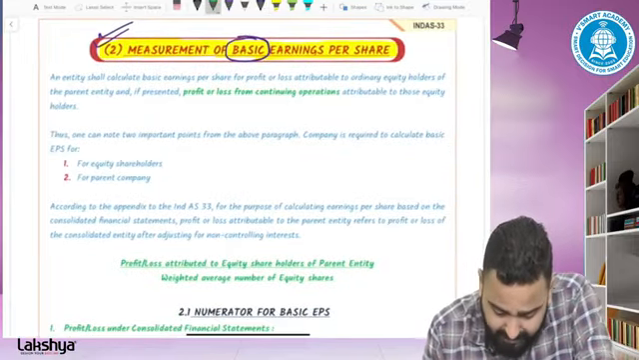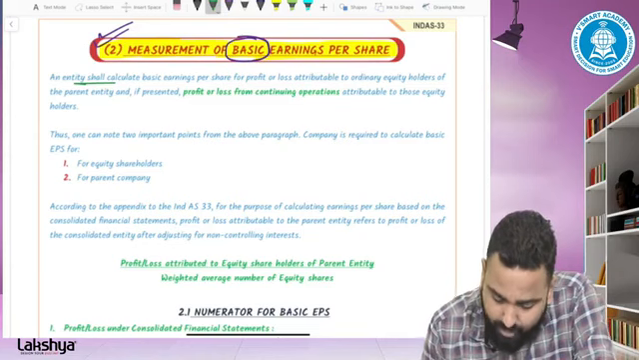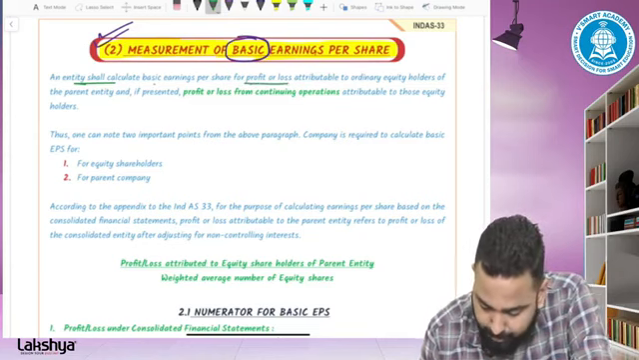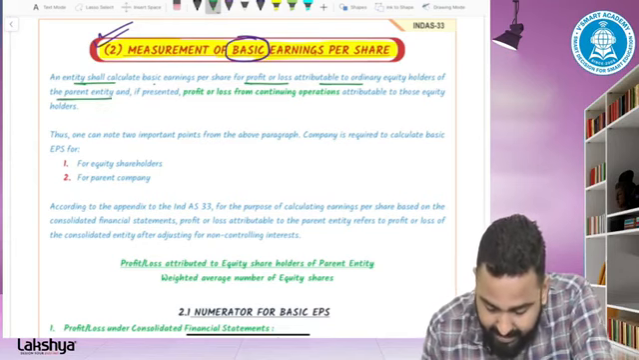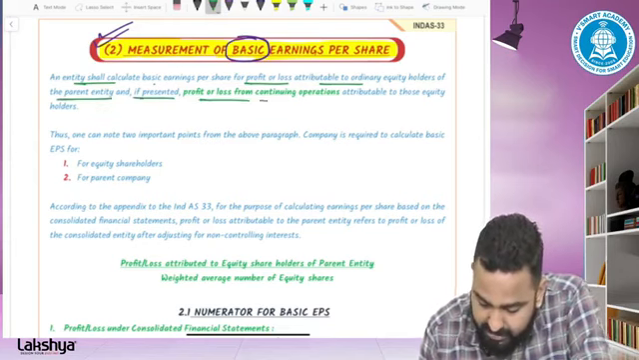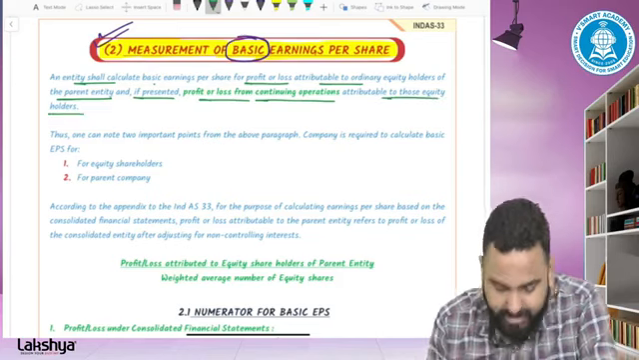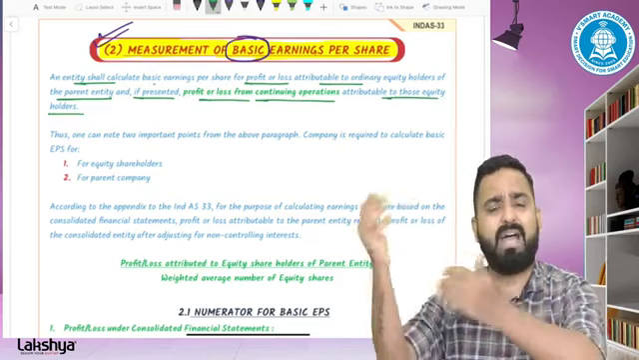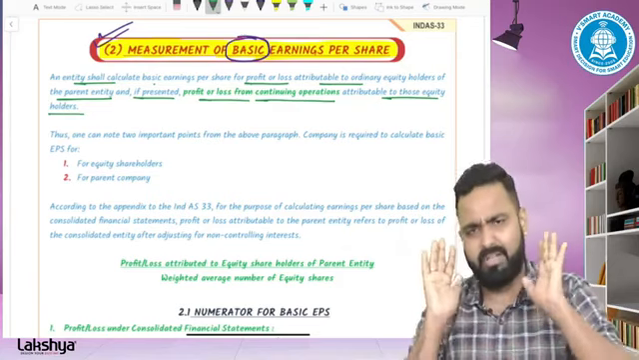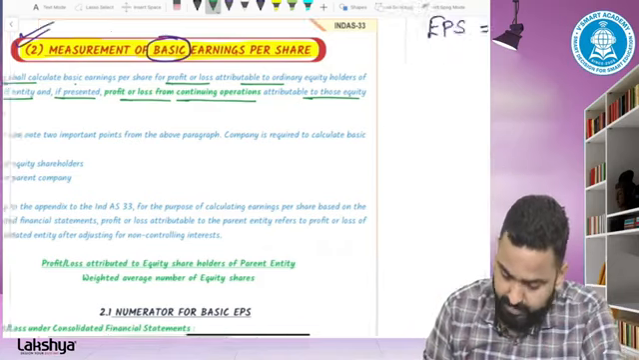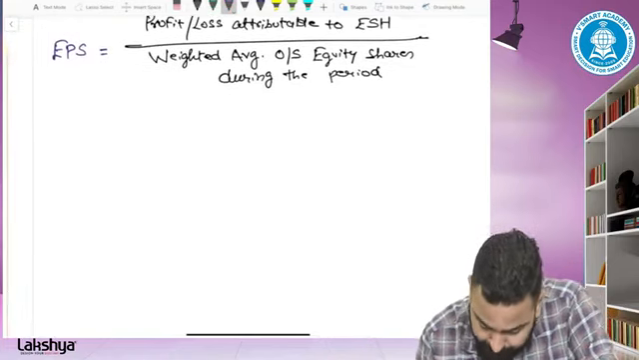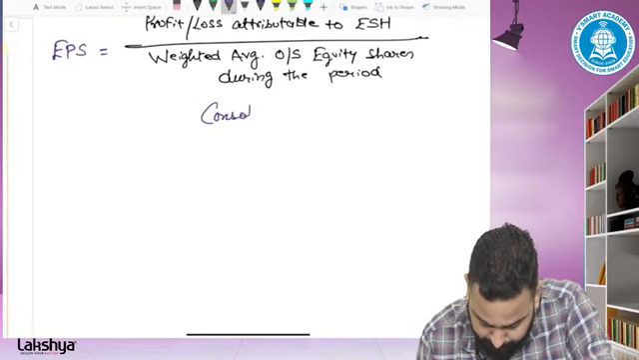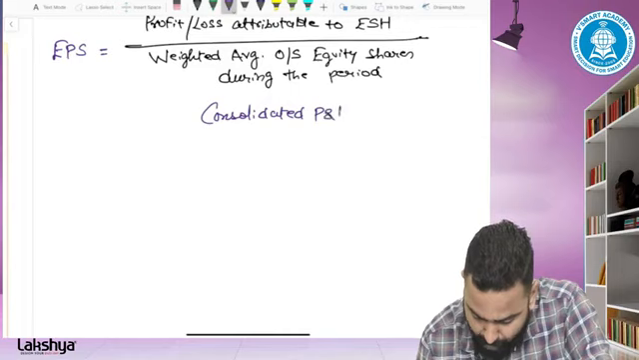An entity shall calculate basic earning per share for the profit or loss attributable to ordinary shareholders of the parent entity, and if presented, profit or loss from the continuing operations attributable to those entities. One by one we will discuss what about parent, what about continuing operations. Don't worry. First of all, let me tell you one more thing. Suppose we are preparing the consolidated profit and loss statement.